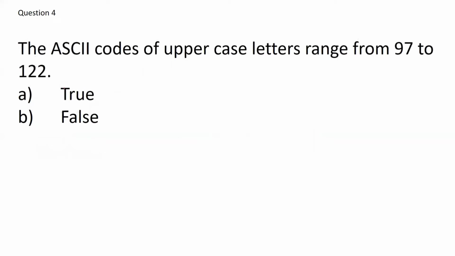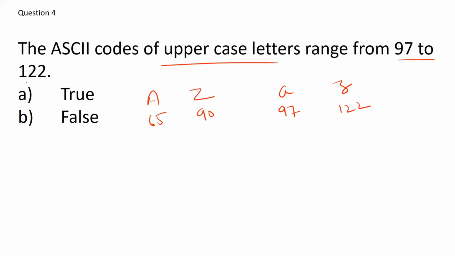Moving forward with this next question, the ASCII code of uppercase letters range from 97 to 122. So we have to tell whether it is true or false. So guys, for capital A, ASCII value is 65. For capital Z, ASCII value is 90. For small a, ASCII value is 97. And for small z, ASCII value is 122. But they are telling that for uppercase letter it ranges from 97 to 122, which is wrong, guys, actually, because it is for small letters, not for uppercase letters. It is for lowercase letters, 97 to 122. So this particular statement is false.